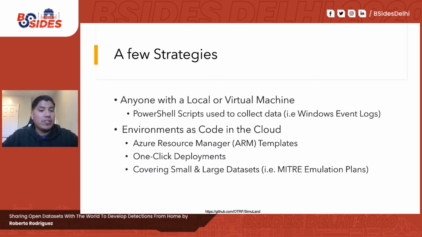The other strategy is actually using a bigger environment. And when I say bigger, I don't mean hundreds of computers. I mean probably 2 or 3 computers. Some techniques require more than one computer, like, for example, lateral movement. And of course, if you're in a domain environment, you need to also have a domain controller if you want to capture some of that data.